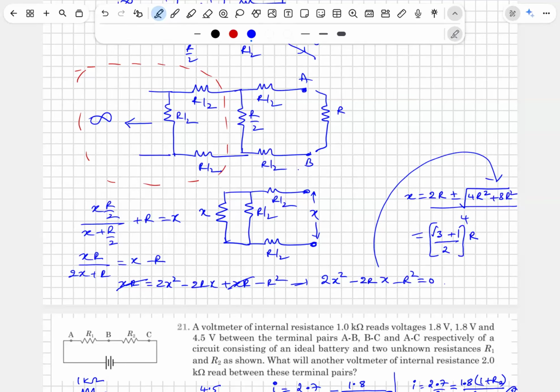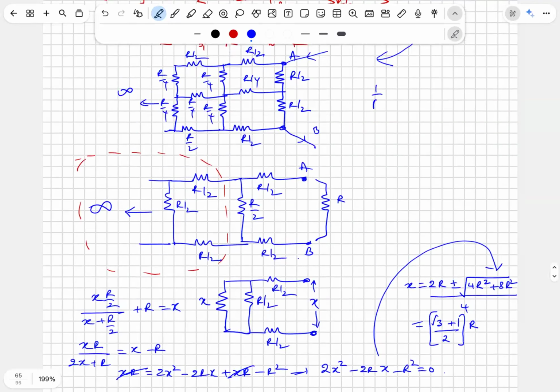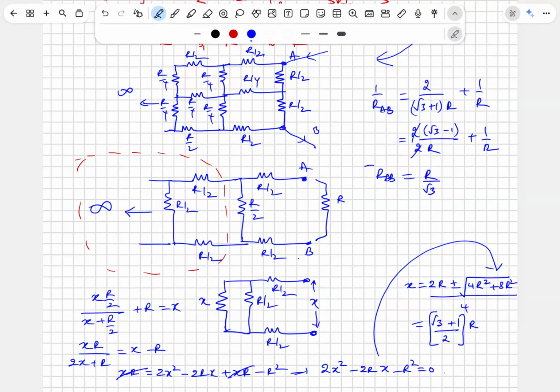And again it is parallel to r. So 1 by r across AB is 2 by root 3 plus 1 times r plus 1 by r. Componendo and dividendo. 2 times root 3 minus 1 by 2r plus 1 by r. So RAB is R by root 3. Very famous model.